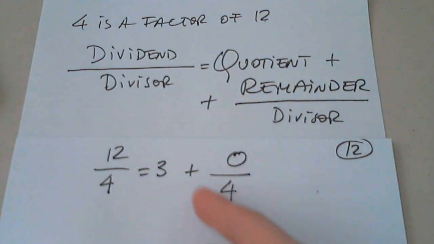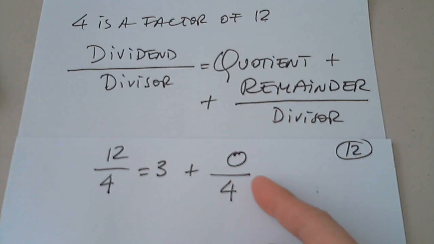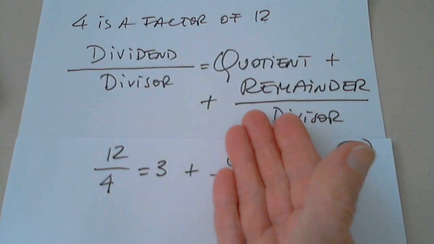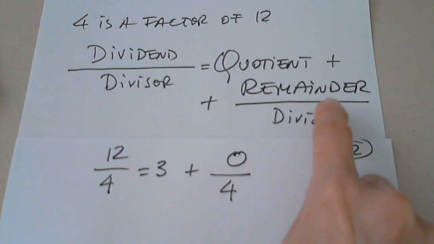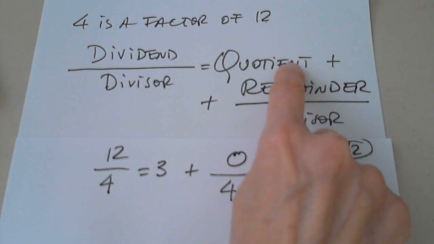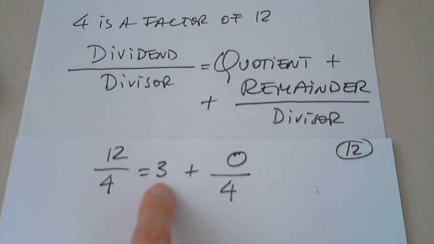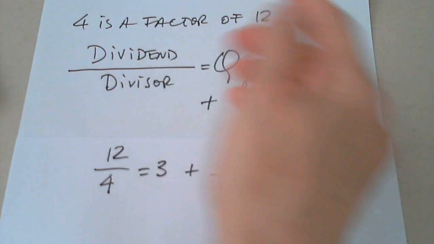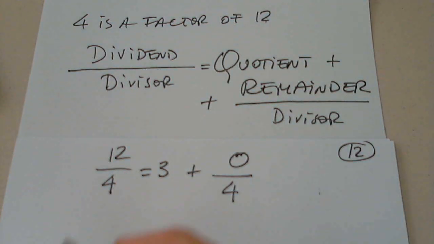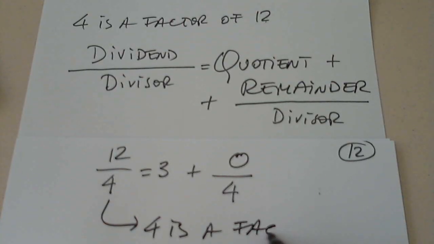Can anyone remind us what we established that 0 over 4 was equal to? 0. Because there is no remainder. When there is no remainder, the quotient is by itself, which means that this number is a factor of this number because there is no remainder. So therefore, since there is no remainder, 4 is a factor of 12.